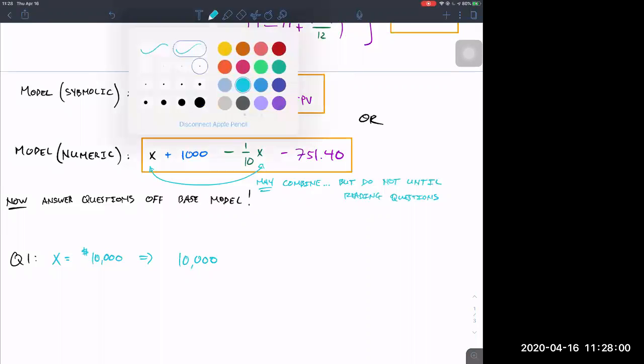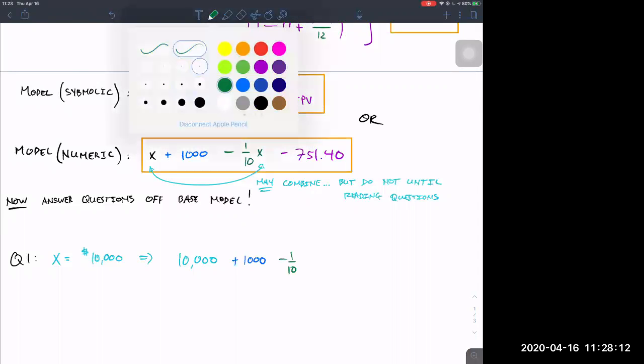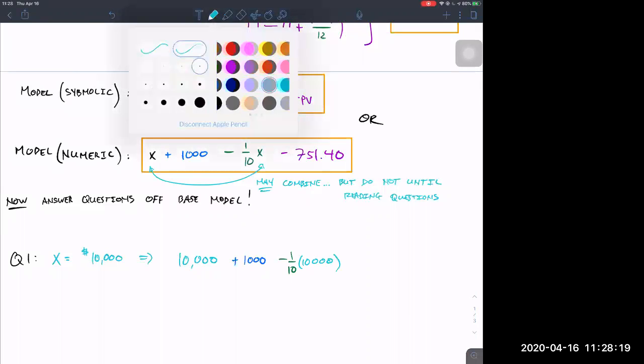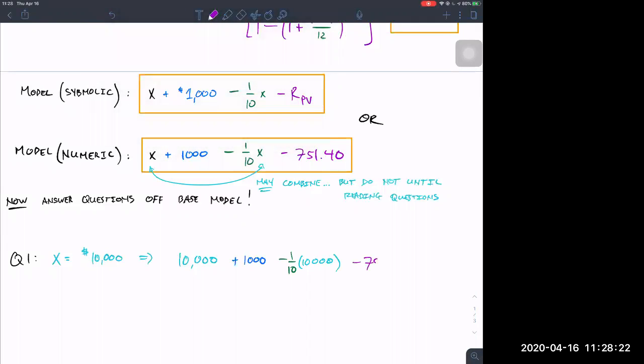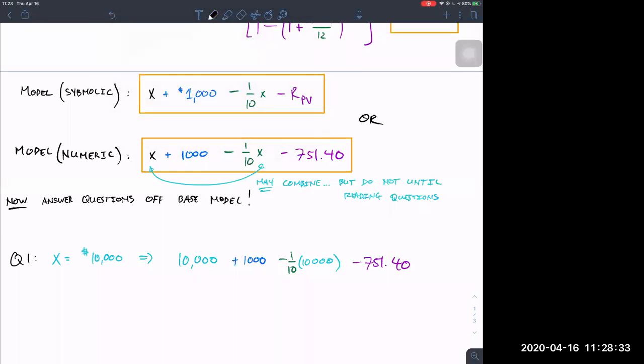So there's an X right there. Then plus 1,000. Then minus 1/10 of what? This 1,000 again, same X right there. And then you subtract off this 751.40. Now, this is a time where if you wanted to, you could have combined these two right here.